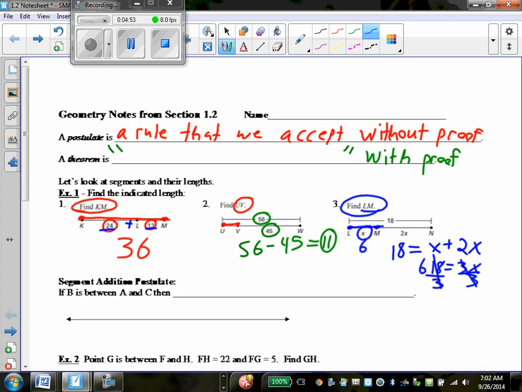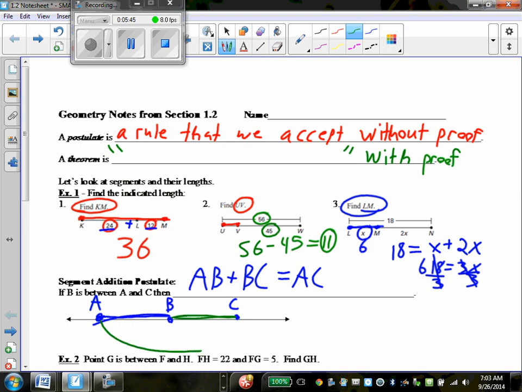So these examples are all examples of something that is known as the segment addition postulate. And what that segment addition postulate says is that if B is between A and C, then AB plus BC equals AC. Putting that into English, remember that means that the length of AB plus the length of BC equals the length of AC. If we were to put that on a picture, that would tell us that if we had A here, B here, and C here, that if we took AB and added BC, we would get the whole length going from A to C.